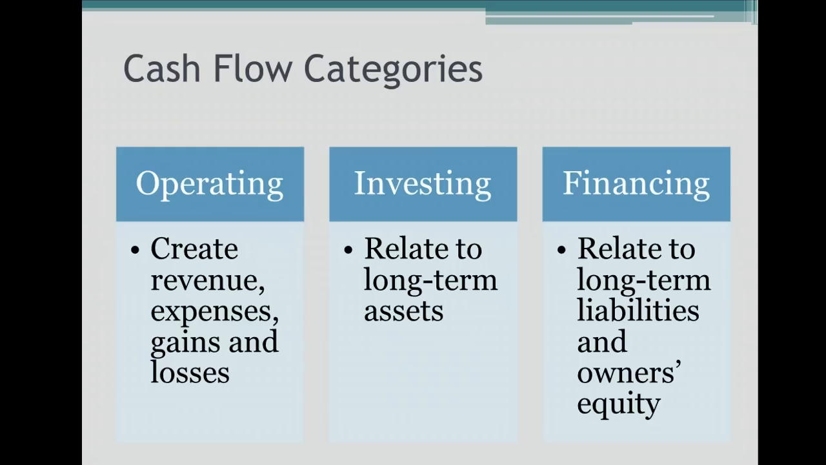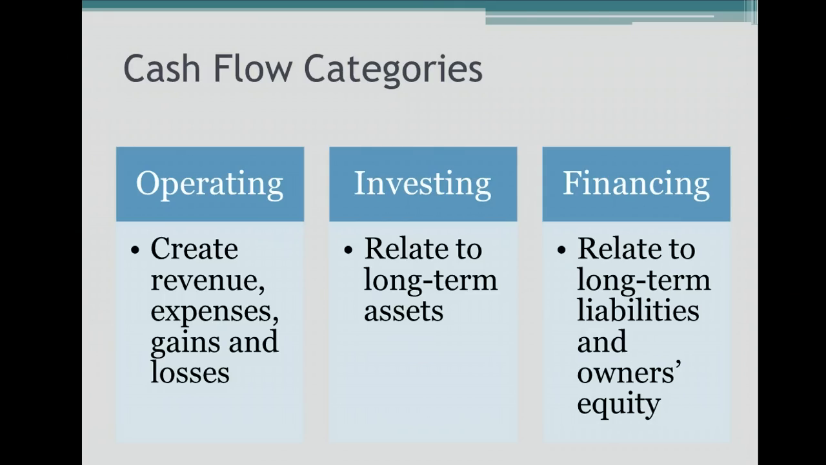Financing activities relate to long-term liabilities and owner's equity. Long-term liabilities such as notes payable and bonds payable all belong in your financing activities section. Owner's equity items also belong in your financing activities section. So anything to do with stockholders, such as issuing common stock, purchase of treasury stock, and payment of dividends, all go into the financing activities section in your cash flow statement.